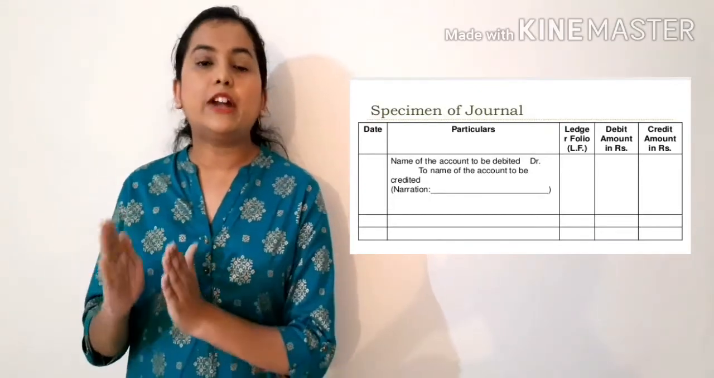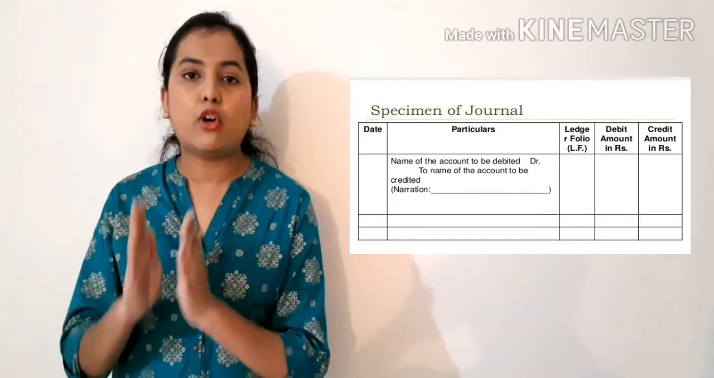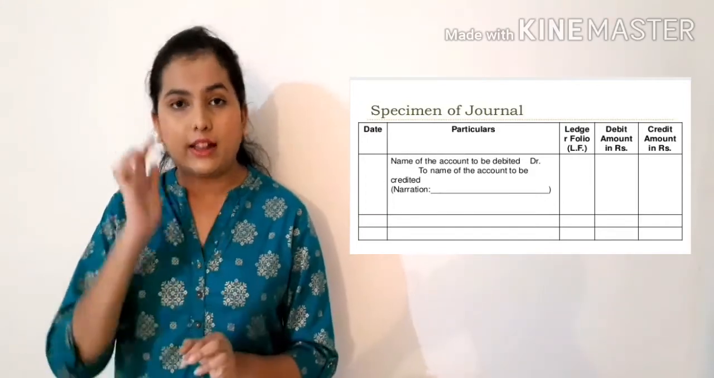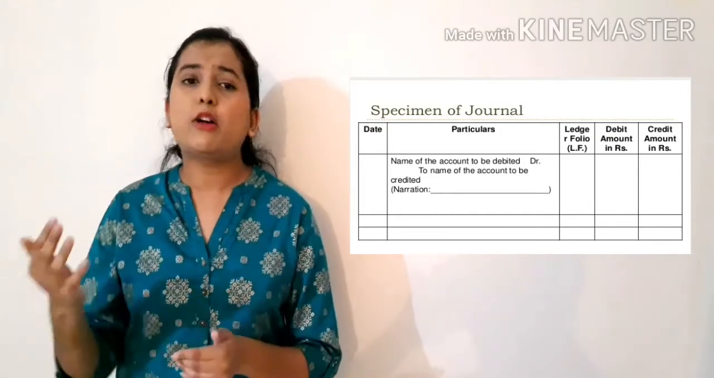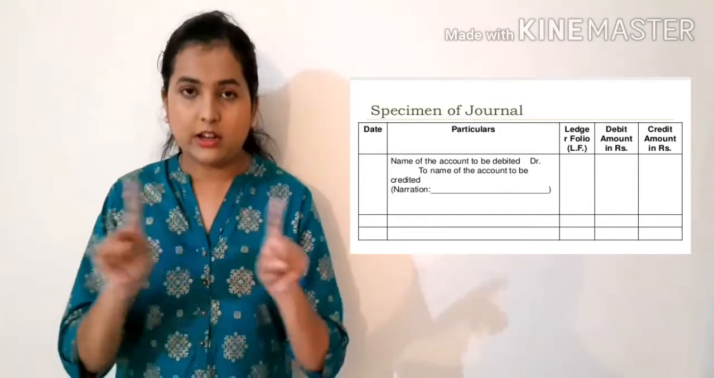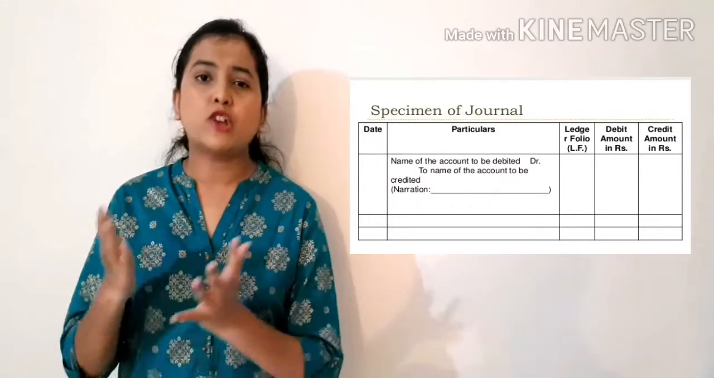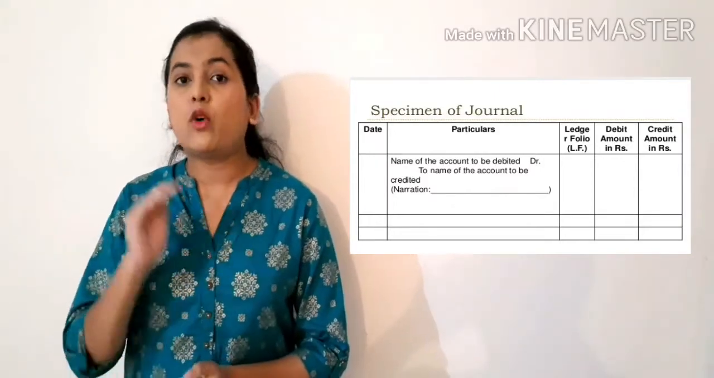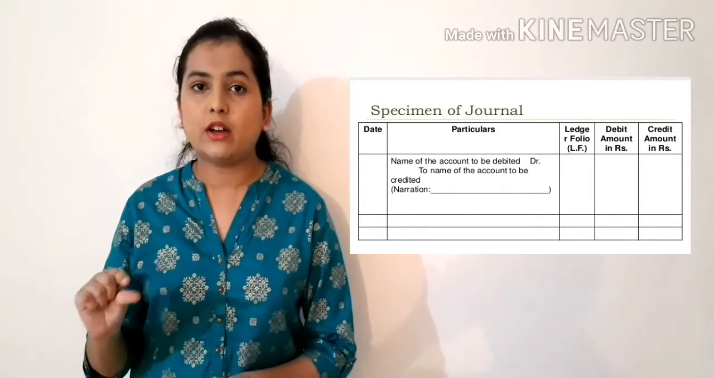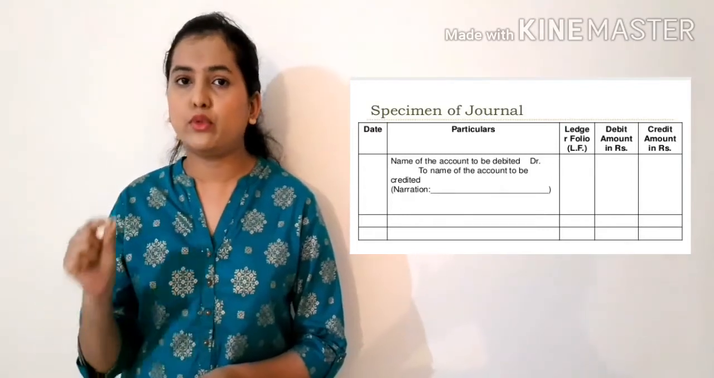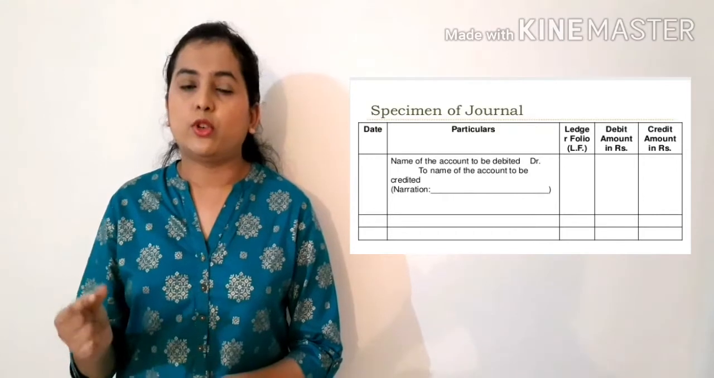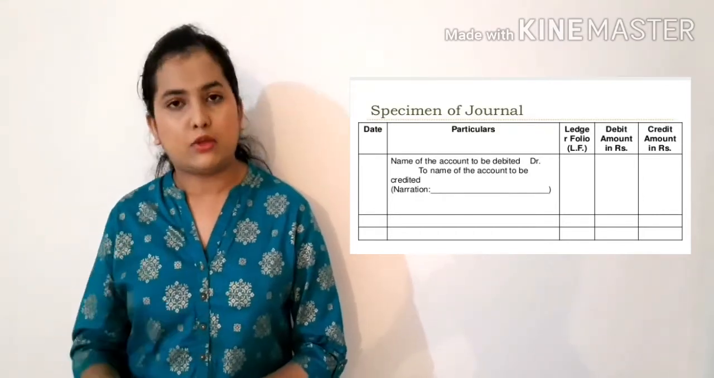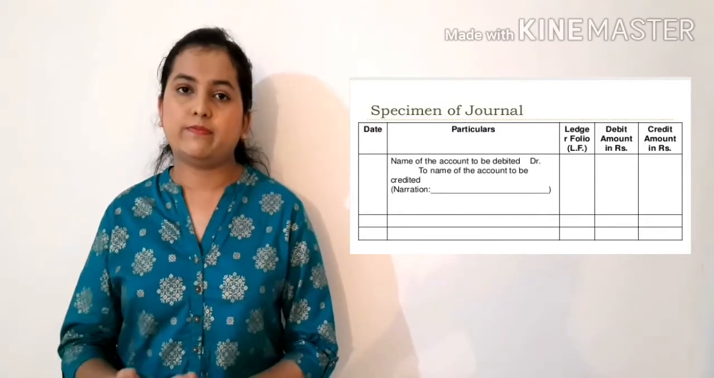In the ledger folio, you have to write down the number of the page. If it is a book, on the first page, second page, third page, on which page number you have written down the transaction, that page number you have to write in the ledger folio. Another term for page number is ledger folio in accounts language.